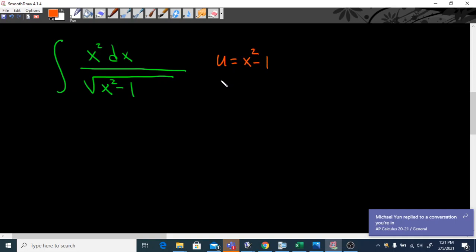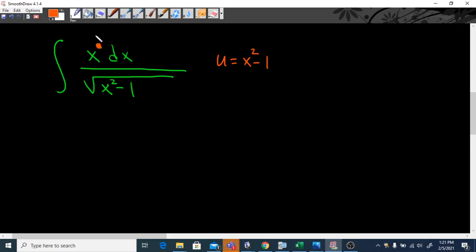So u is going to be x squared minus 1. And of course, I miscopied this because I miscopied it earlier. This is supposed to be x cubed. Sorry, everybody. This is supposed to be x cubed, not x squared. So anyway, u equals x squared minus 1. du, once again, is going to be 2x dx.